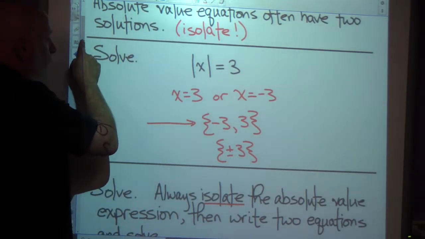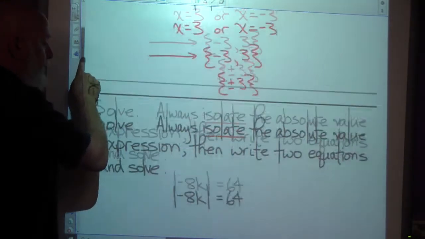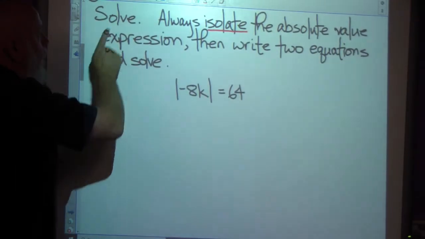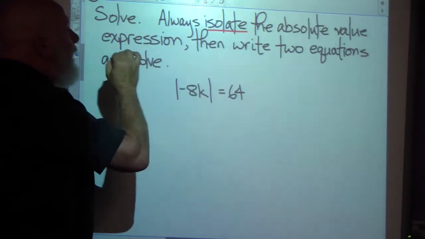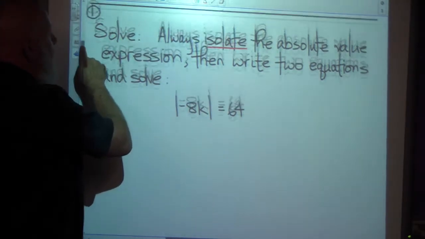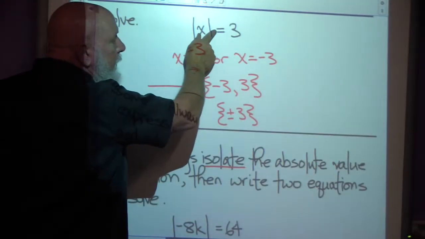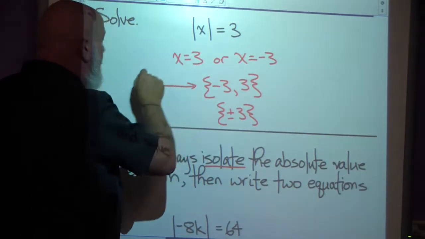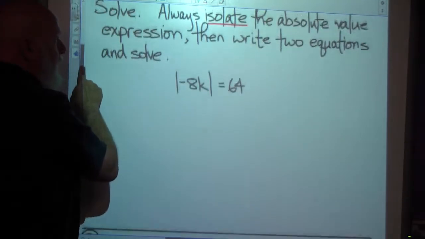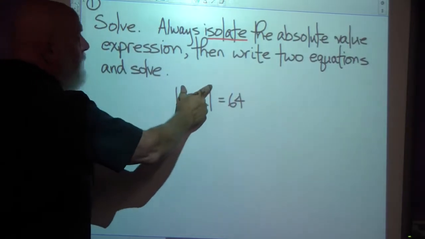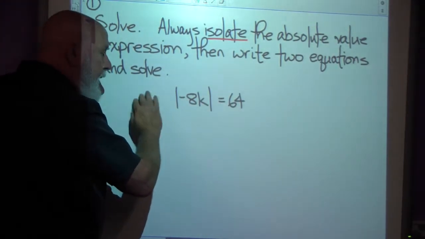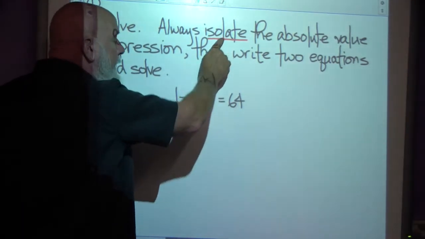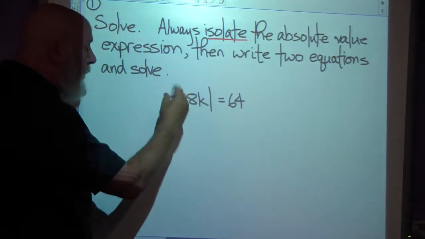Here we go. I'm going to use this kind of thinking right here. Solve. Always isolate the absolute value expression, then write two equations. This is all by itself on the left side of the equation. It's already isolated. This absolute value symbol is already all by itself. There's nothing multiplied by it, nothing added to it, so it's already isolated. Then I write two equations and solve them.